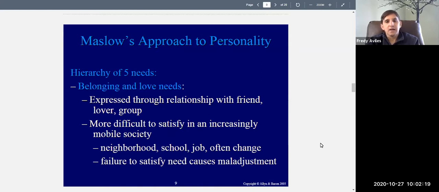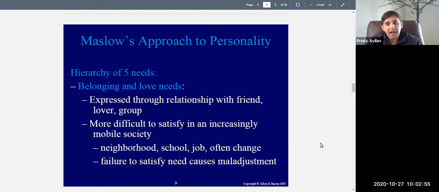Failure to satisfy your belonging and love needs causes maladjustment. If you don't feel loved, if you don't feel like you're a part of a group, part of a family, you don't have friends, you feel lonely, you feel depressed, you feel miserable and unhappy. That's just the way we are. There are people who say, oh, I don't need anybody. And they're lying. They might be depressed and lonely or maybe angry because somebody has hurt them. But they do need people.